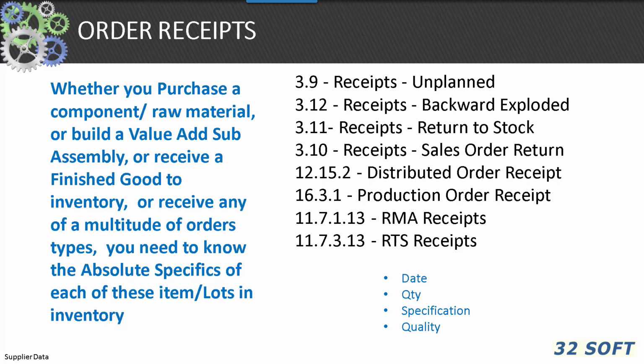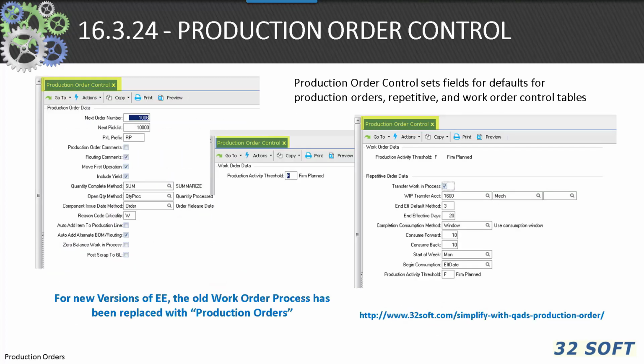Whether you purchase components, build value subassemblies, receive finished goods, DOs, RMAs, you need to have absolute specifics of each of the items in inventory. So for such receipts as return to stock, sales order, DOs, RMAs, these must be recorded for accuracy of traceability.